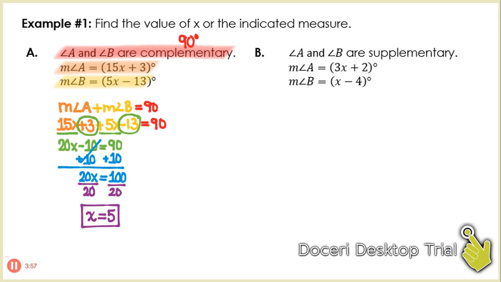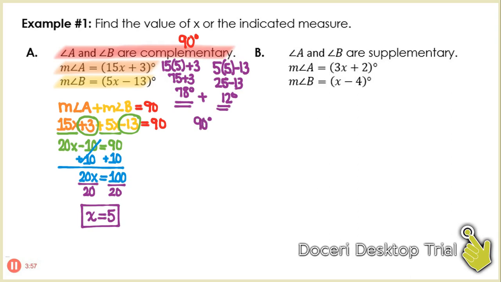If you notice, you don't have to do this, it's not a requirement, it doesn't say to, but if we were to take 15 times 5 and add 3 to it, we would see that this angle is 75 plus 3, which is 78. And then if we do that with the second angle, which was angle B, 5x minus 13. So if I take 5 times 5 minus 13, 25 minus 13 is 12. You will see that if you add 78 and 12 together, you get 90 degrees because those angles are complementary.